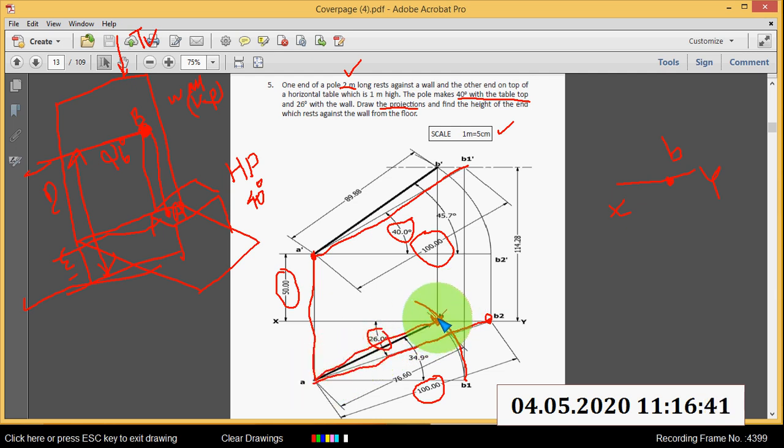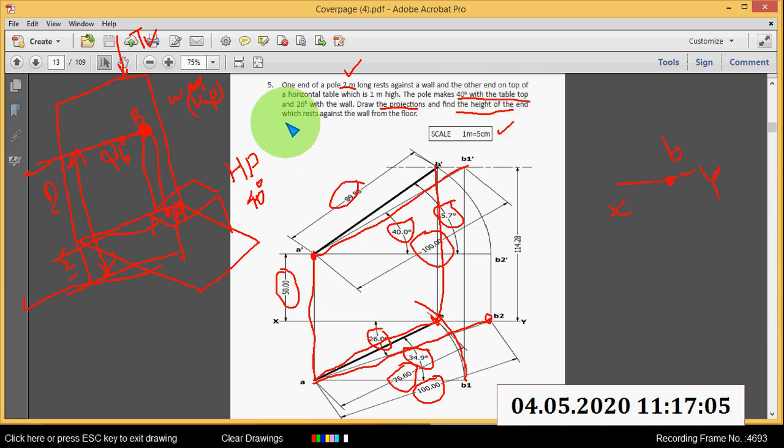Then you have to project this B2 here. This is the front view locus. That point is B dash. Join A dash and B dash. A dash B dash is the front view, and this front view length is 89.88, and the top view length is 76.60. The top view inclination is 34.9 degree, and the front view inclination is 45.7 degree. So the projection is completed.